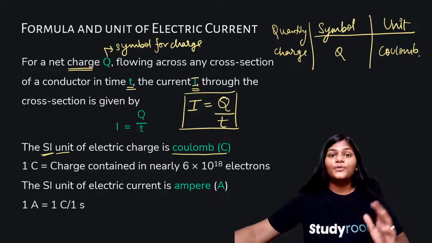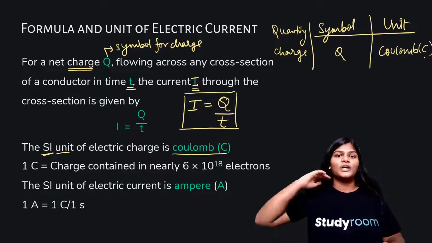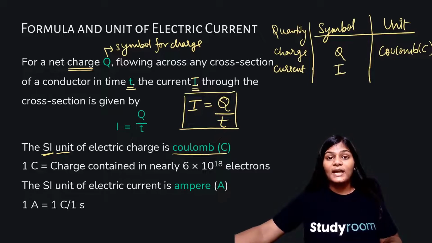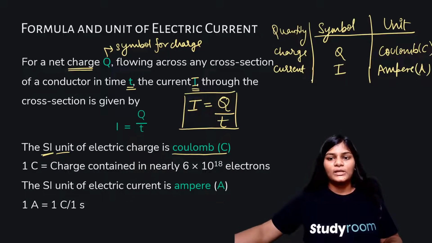C-O-U-L-O-M-B. And coulomb is just represented by C, a short form for the unit of charge. Next thing is current. The symbol for current is I, and the unit is ampere, or it is represented in short form by capital A.